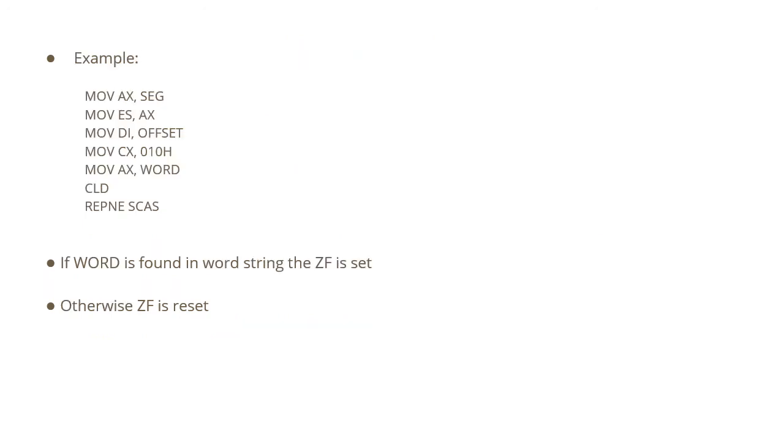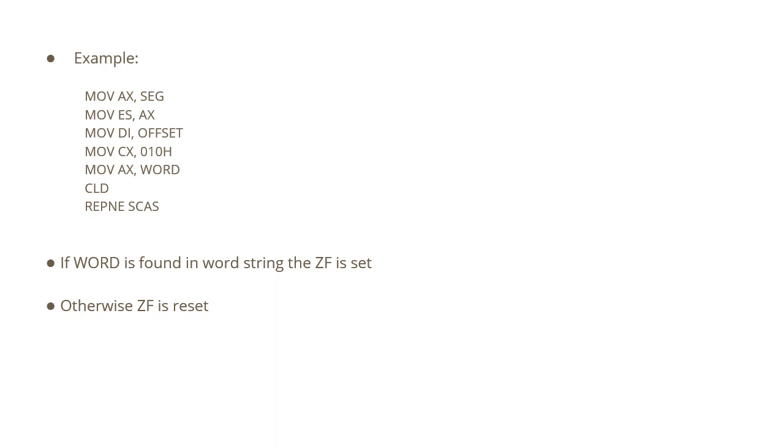We will try to understand the SCAS instruction in a better way using an example. Now in this example given here, the first instruction is MOV AX, segment, which means to move the segment address of the string to the AX register. Next is MOV ES, AX, which moves the segment address to the ES register. Next is MOV DI, offset. So the offset of the string will now be present in DI.